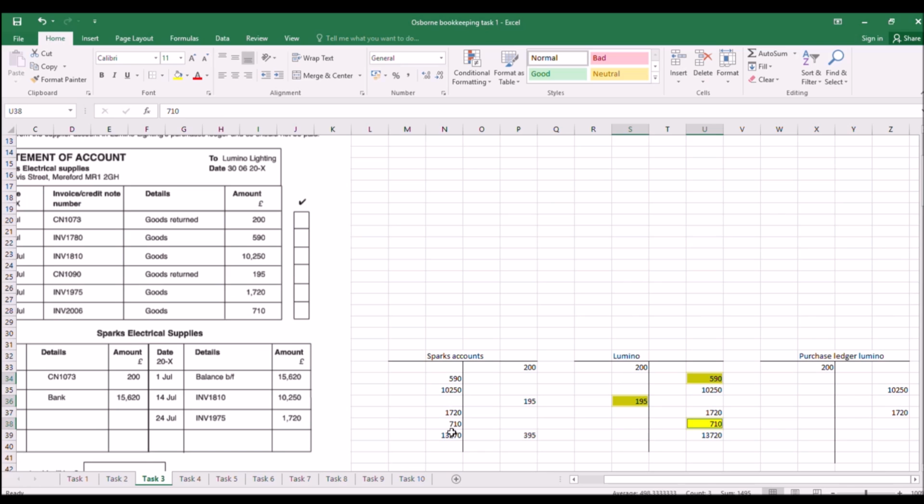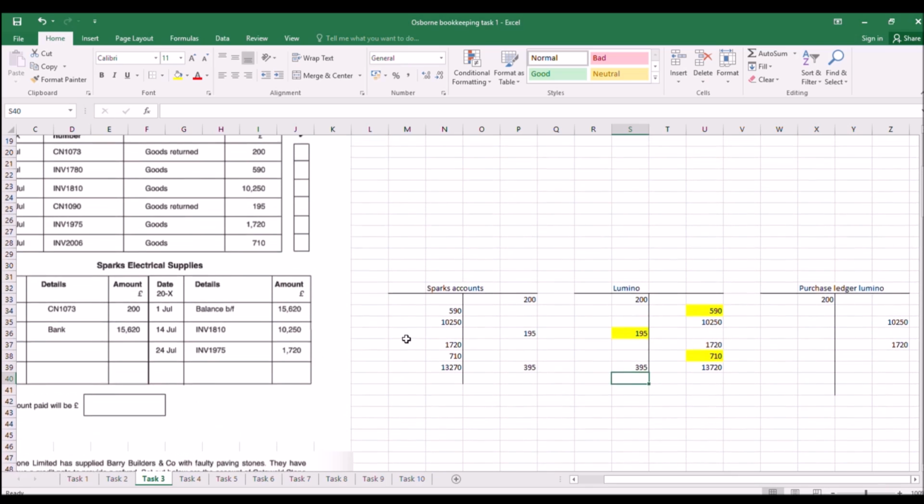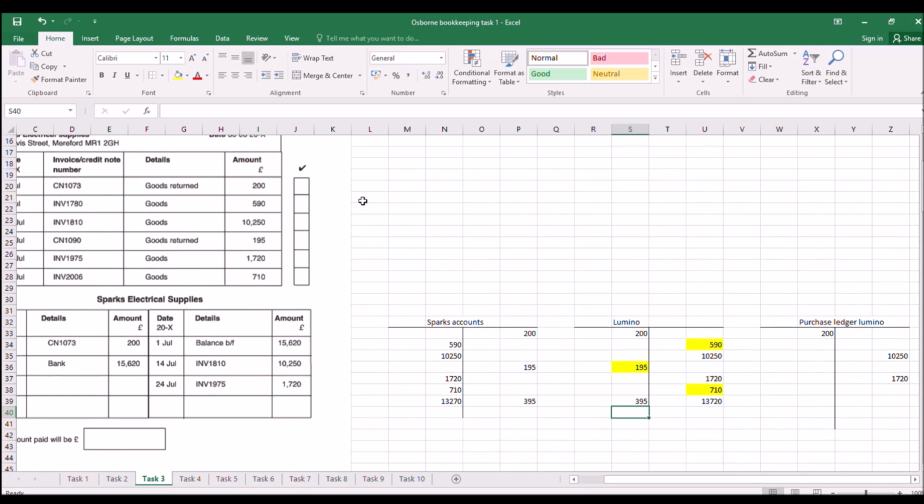Okay, so that's how he would be looking if we were on that side there. So okay, so those will be the 3 that we're missing. So we now go through. So if we're just going to tick here, we'll be ticking the 590 and the 195 and the 710.